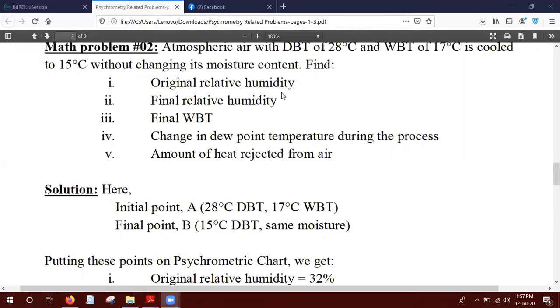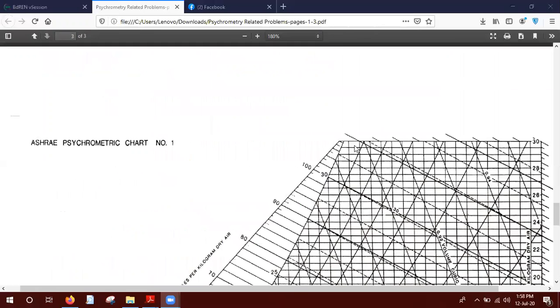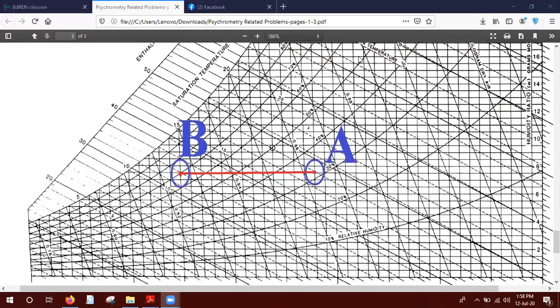Similarly, it says to find the amount of heat rejected from the air to go from A point to B point. Heat is basically the enthalpy. We'll find the enthalpy for both A point and B point, find the difference between them, and that gives the amount of heat rejected in the air. So let me go to the chart one more time and find these 5 values one by one. First is the original relative humidity, that means A point relative humidity.